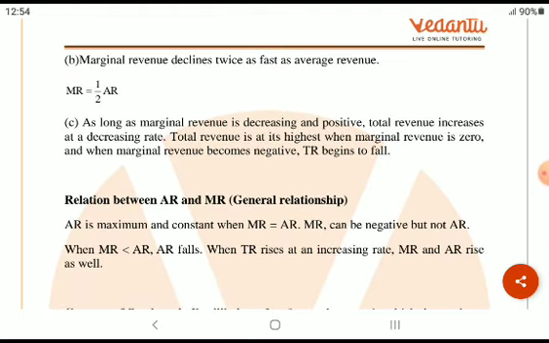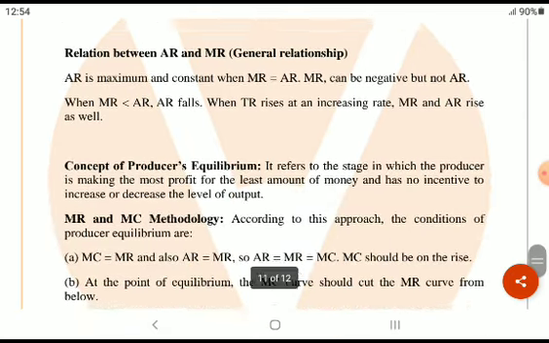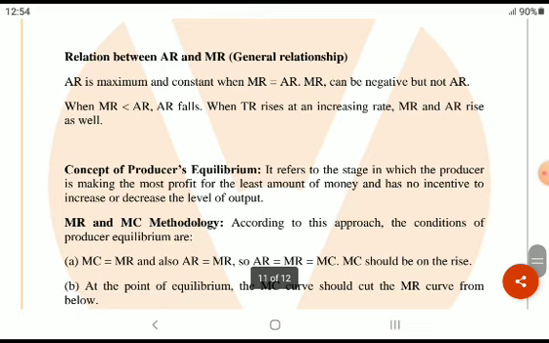As long as marginal revenue is decreasing and positive, total revenue increases at a decreasing rate. Total revenue is at its highest when marginal revenue is 0, and when marginal revenue becomes negative, TR begins to fall. Now let us know the relationship between AR and MR. General relationship, let us know. AR is maximum and constant when MR is equal to AR. MR can be negative but not AR. When MR is smaller than AR, AR falls. When TR rises at an increasing rate, MR and AR rise as well.